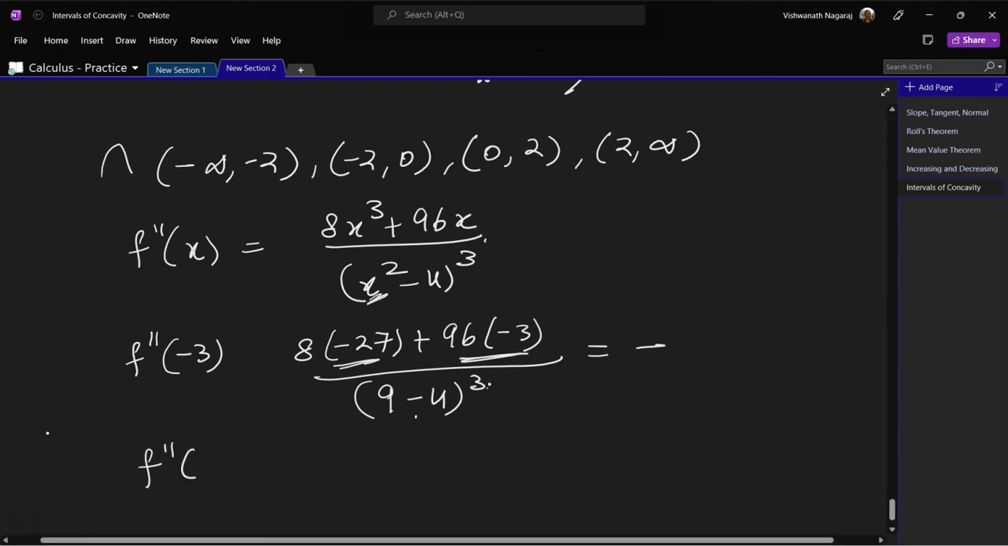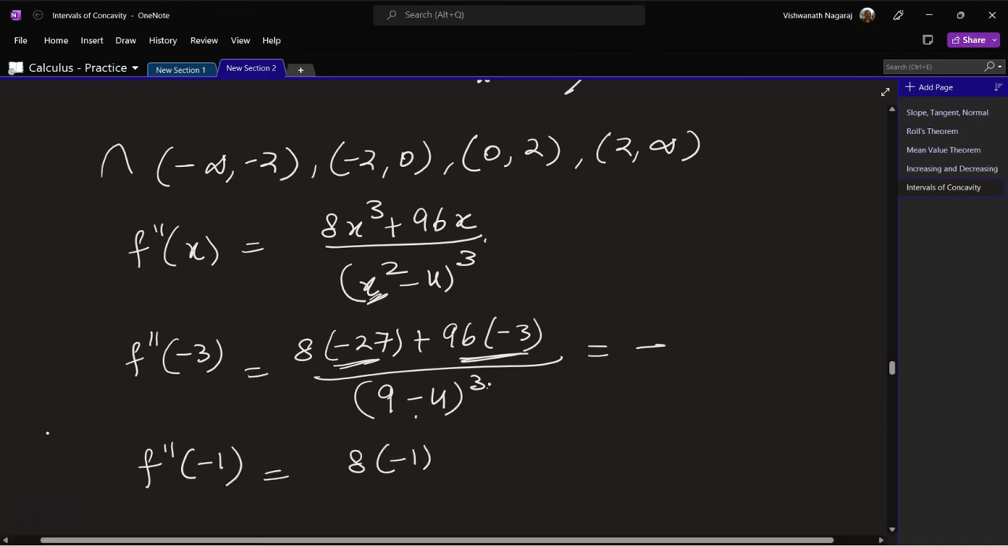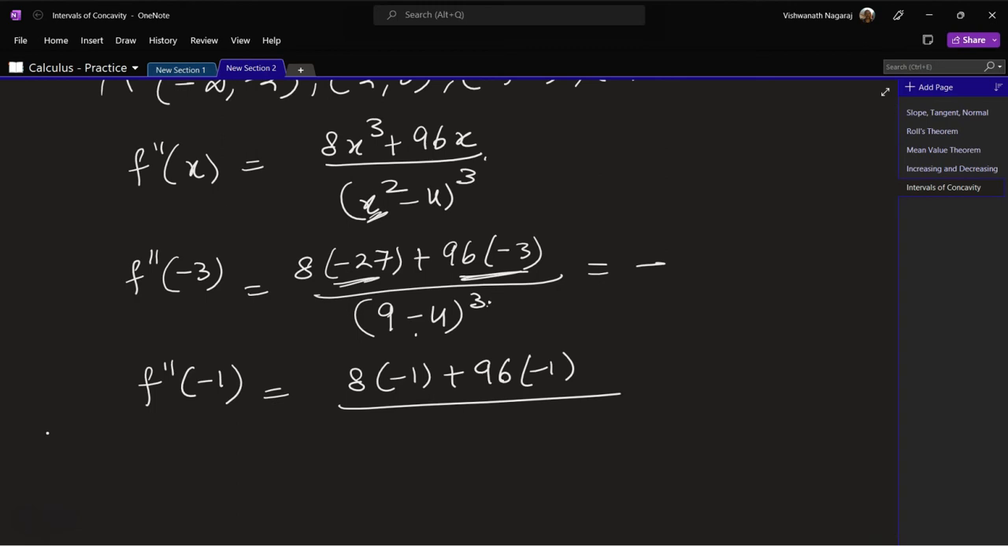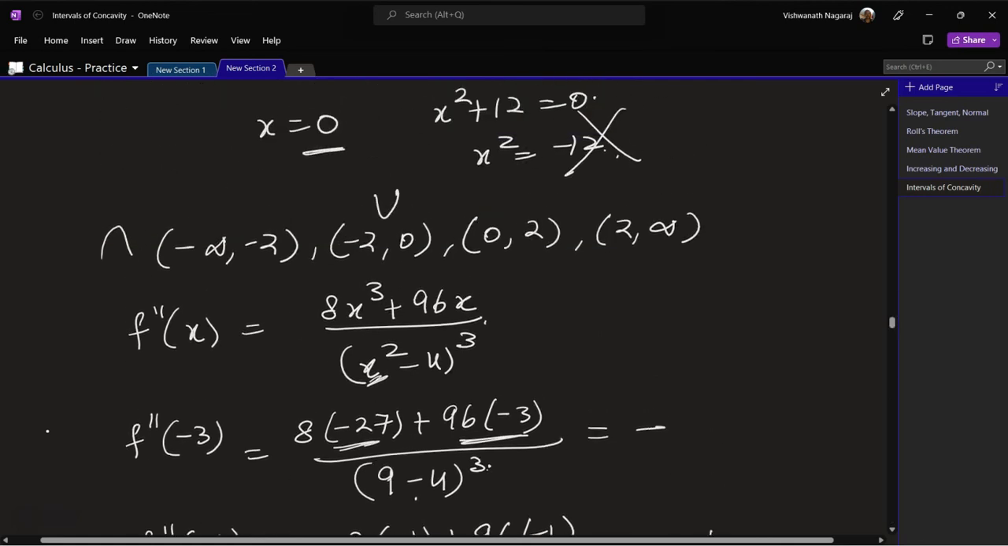Now f double prime of let's say minus 1. This would be 8 times minus 1 cube is minus 1 plus 96 minus 1. So numerator is going to be minus, and this is going to be again minus because of this x square. Everything becomes positive. So here minus 1 will become 1 minus 4 to the power of 3. So negative. So negative, negative, positive. So that means in this interval it will be concave up.